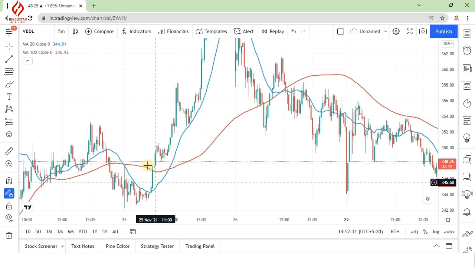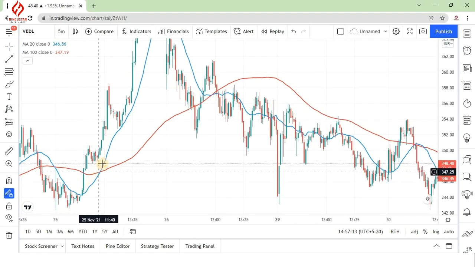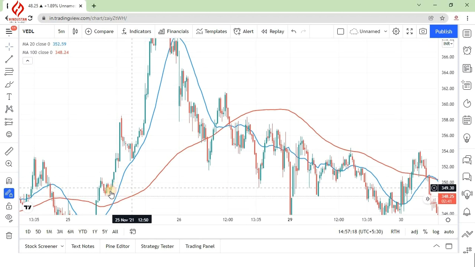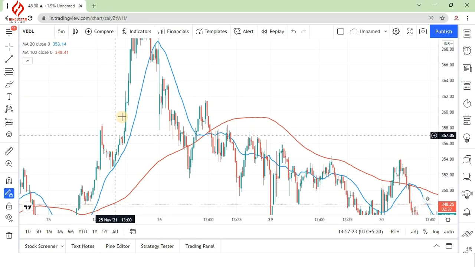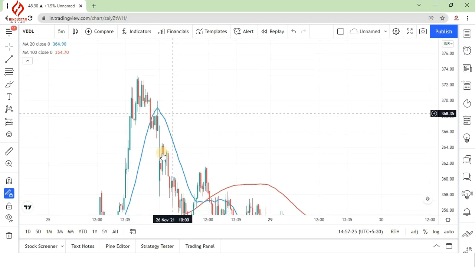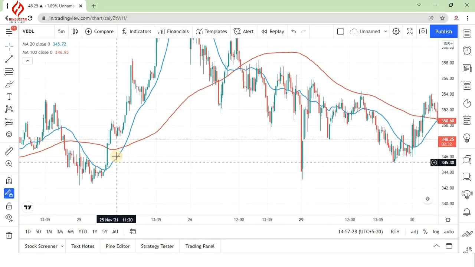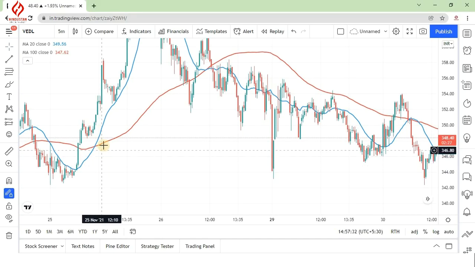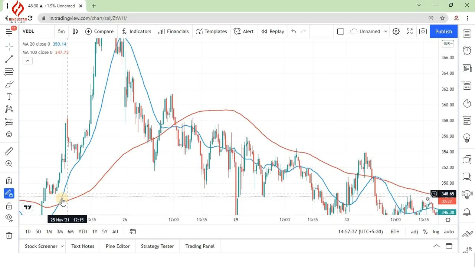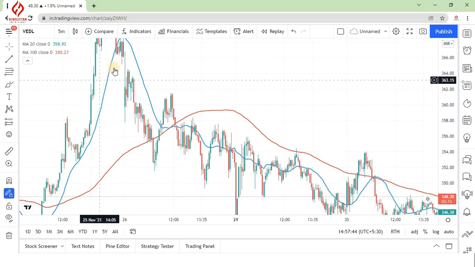See here, short period moving average crosses over the long period moving average, so it indicates bullishness in the market. You can see market is going up like anything, price increases like anything once the short period moving average, this blue colored, 20-day moving average, crosses over the red one, the long period moving average. Once this 20-day moving average crosses over the red one, it will give you a buy signal. See, market goes up like anything.